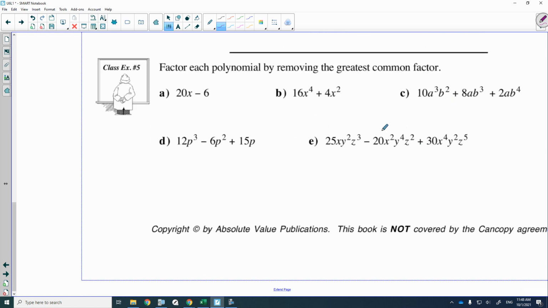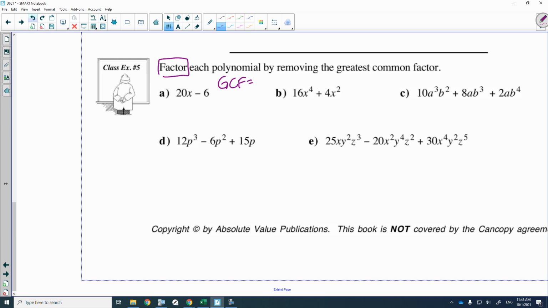Okay, question 5. I will do A and B. Then we'll find the GCF for the other 3, and you'll factor those 3. So it says factor, right? This word here. Factor. Okay.